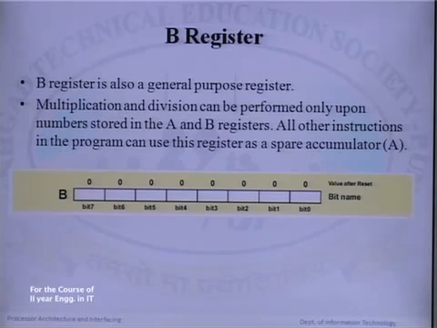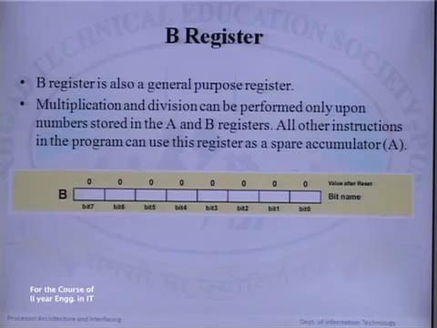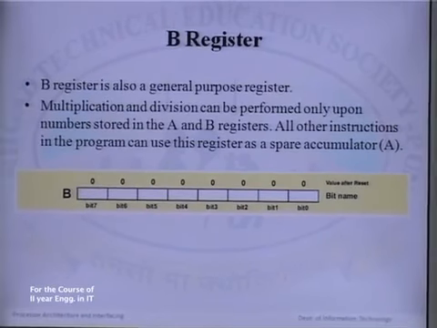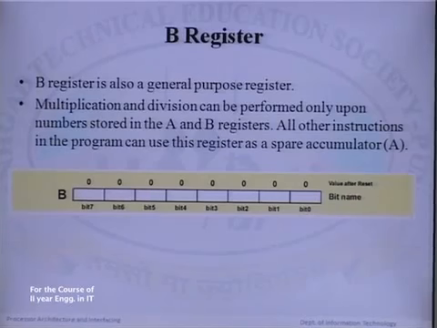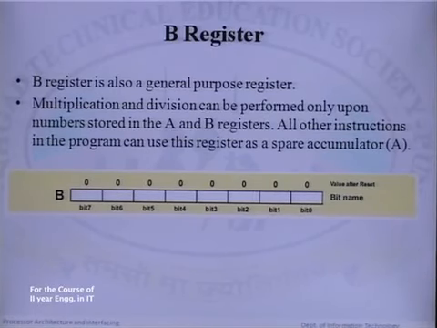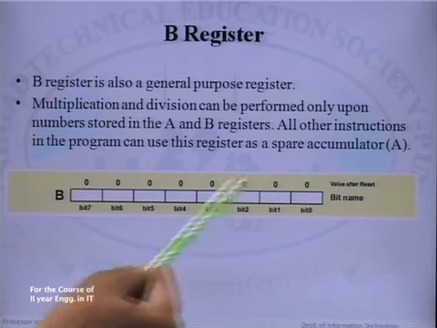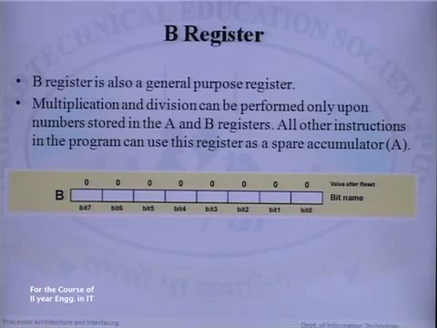Then another register is the B register. It is also a general purpose register. Multiplication and division can be performed only upon numbers stored in the A and B registers. All other instructions in the program can use this register as a spare accumulator. So here it is shown, this is bit 0 for the B register, and this is bit 7 for the B register. So it is an 8-bit register.